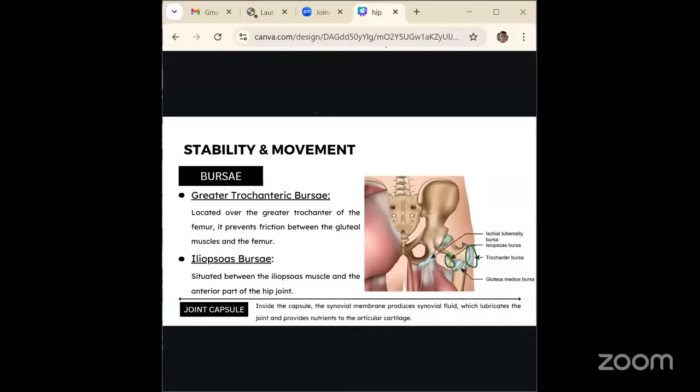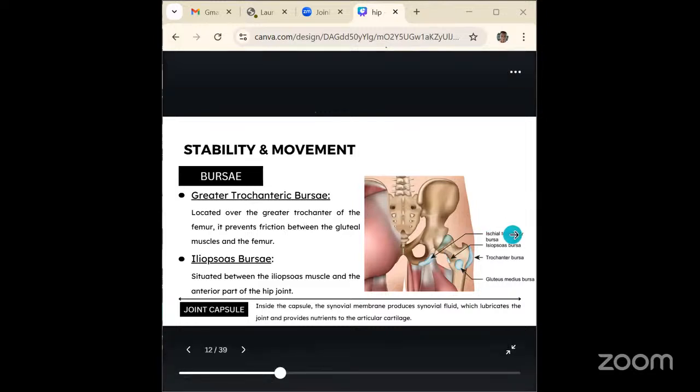And then we also have one here, the gluteus medius bursa. I also do not include that. But since it's here, it's advisable that you include it because it has been indicated in the class. Okay, so let's move ahead.